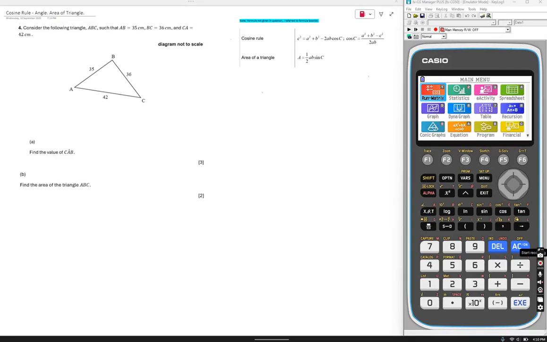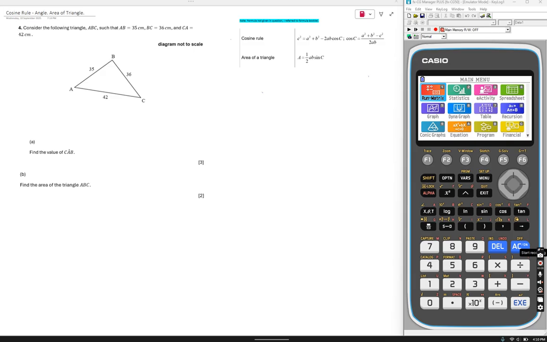Hi everyone, today we've got a triangular question. We're solving for an angle and we are solving for the area. So consider the following triangle ABC such that AB is 35 centimeters, BC is 36 and CA is 42. For part A, find the value of CAB.